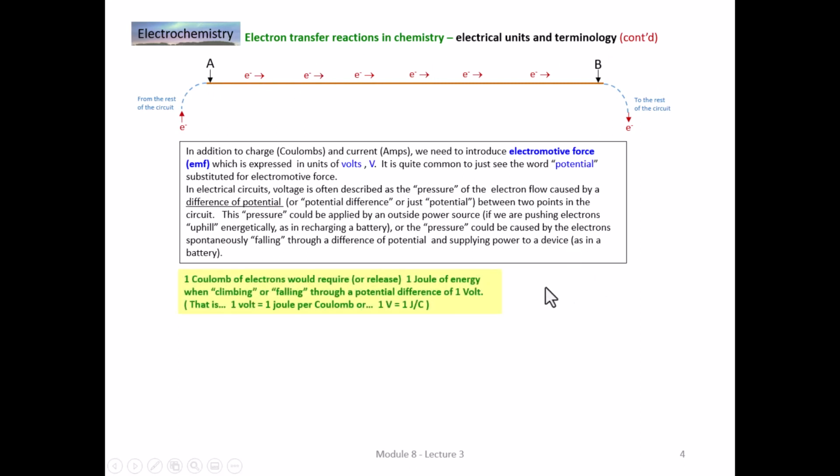1 coulomb of electrons would require or release 1 joule of energy when climbing or falling through a potential difference of 1 volt. That is, 1 volt equals 1 joule per coulomb, or 1 V equals 1 J over C. Again, for small electronic devices, a common unit of potential is actually the millivolt rather than the volt. Millivolt being 0.001 volts or 0.001 joules per coulomb.